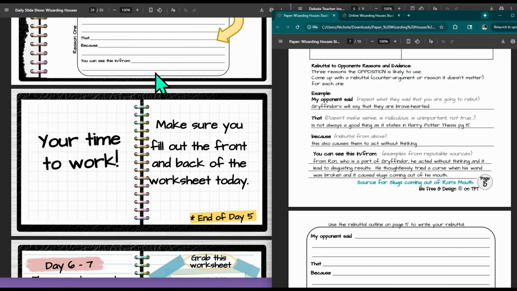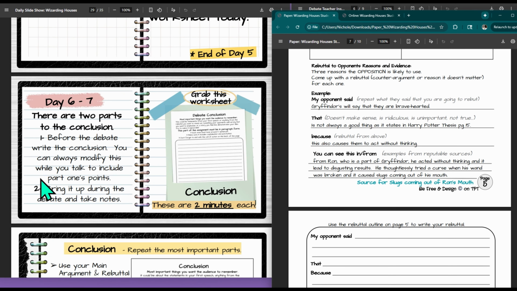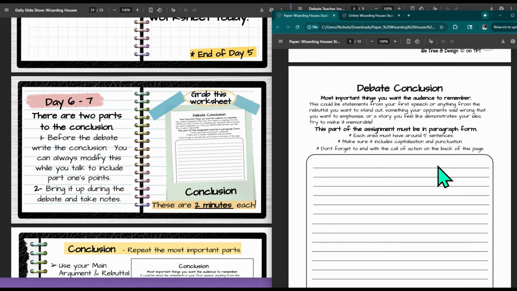We usually get done with this in one day, but I do have to walk around a little bit more with this format. It provides such a better result though, so I'm willing to do the work. And then day 6 and 7, they write the conclusion. So there are 2 parts of the conclusion. Right here, we write the conclusion.